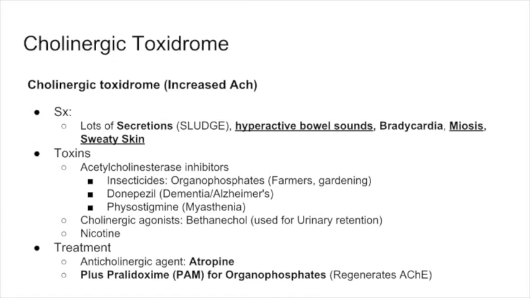The first class is acetylcholinesterase inhibitors. These come in different flavors. The first and the most important and highly tested one are insecticides. Insecticides are organophosphates, and these are acetylcholinesterase inhibitors.